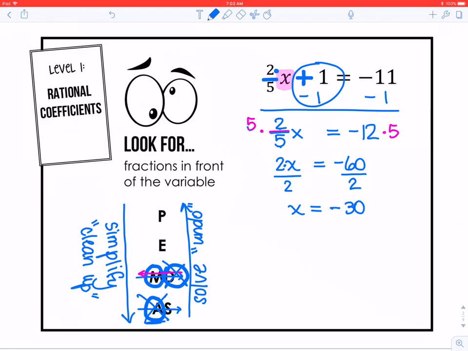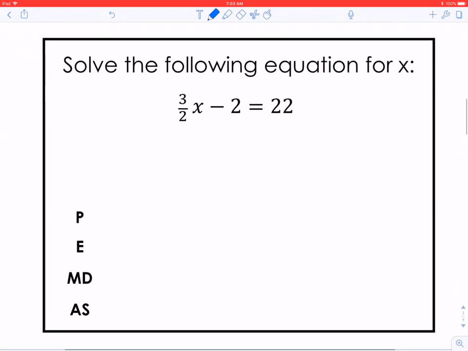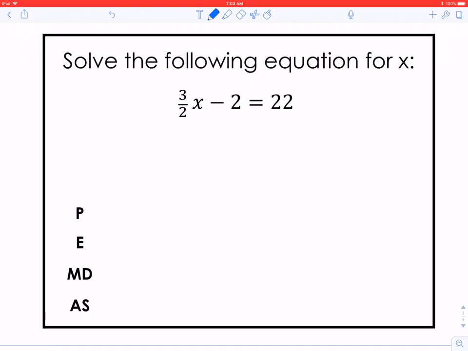Perfect. So what I would like for you to do is to pause this video and work with your shoulder partner. I want each of you working individually to solve this equation, 3/2 x minus 2 equals 22. And then when you finish, compare and see if you arrived at the same solution. If not, where did you have differences from each other, and see if you can resolve that. Go ahead and push pause.